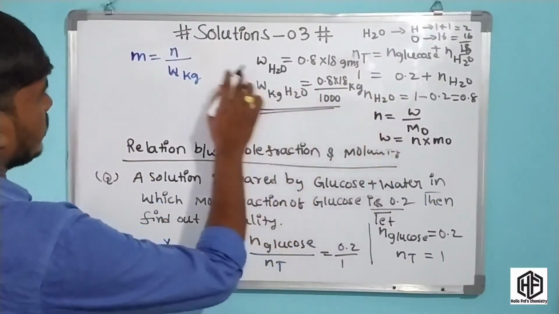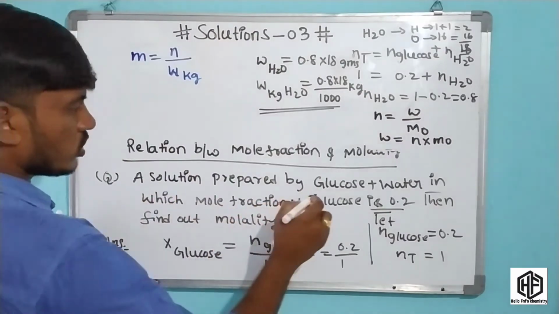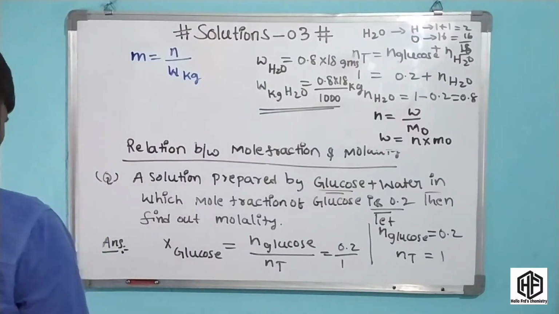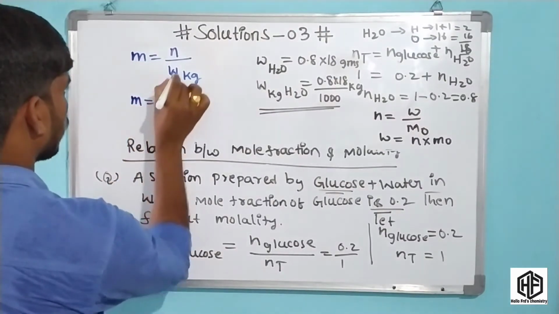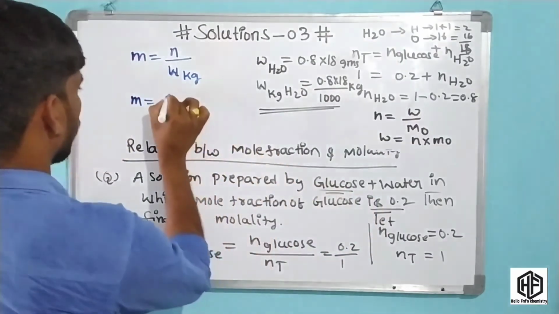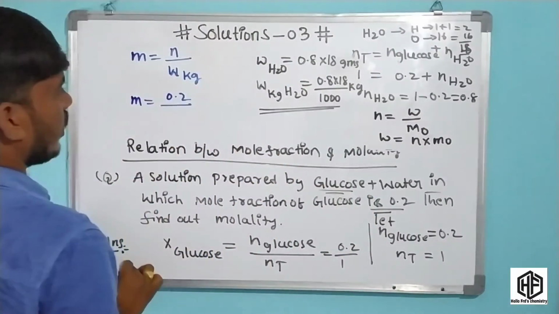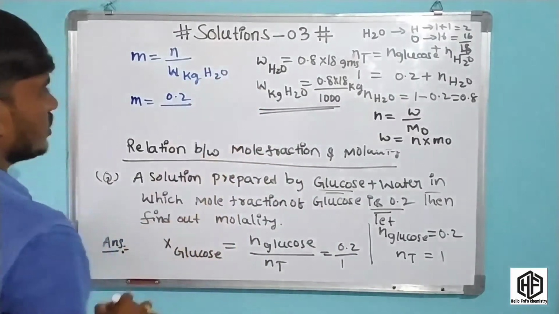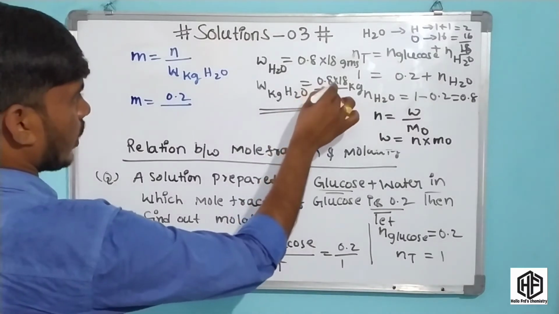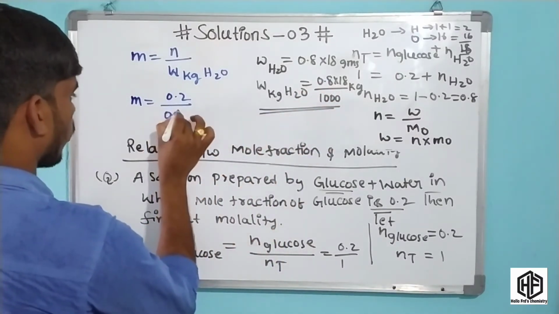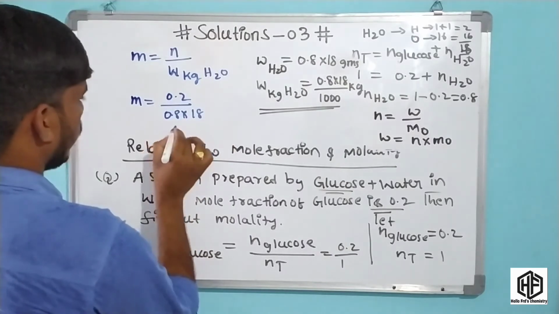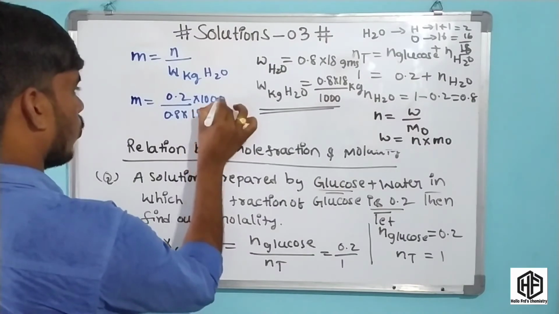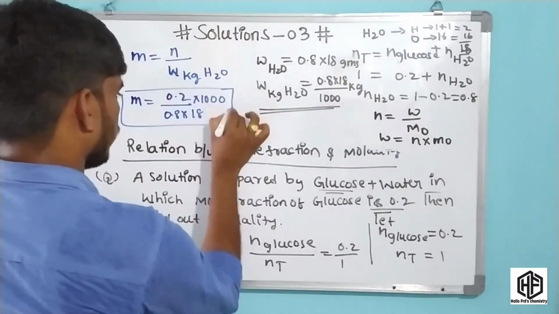Here n is the number of moles of solute, and the solute is glucose. So molality m is equal to the number of moles of glucose, which is 0.2, per kg weight of solvent. The solvent in this question is H2O, and the weight of solvent per kg is 0.8 into 18 into 1000. This is the molality of this question.